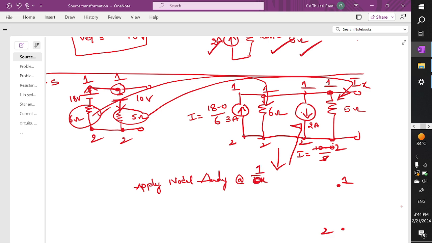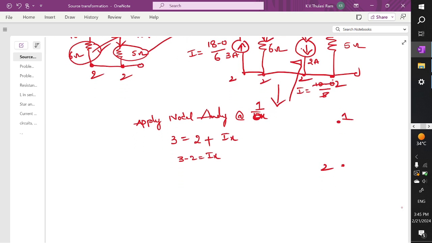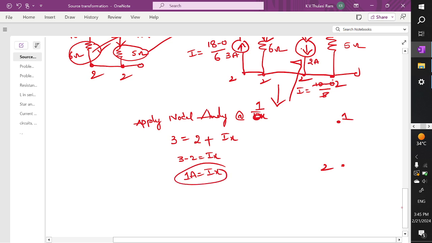So you can see here how many entering currents are there. So 3 amperes current is entering, and what are the leaving currents? To this node, this source is entering, and what is leaving? 2 amps is leaving, and to this source, what we have to find out is also leaving, which is nothing but Ix. So 3 minus 2 is equal to Ix. Therefore, 1 ampere is equal to Ix. So between 1 and 2, I am going to get a current source with how much magnitude?